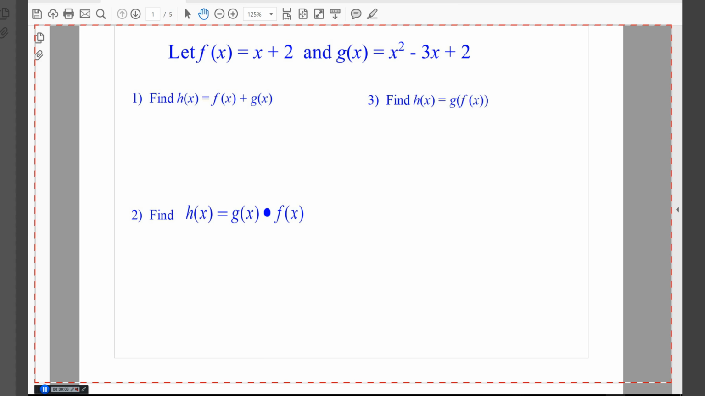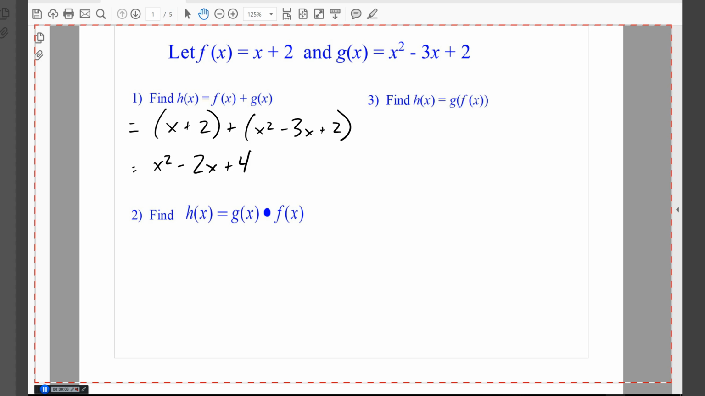Okay, we're going to add two functions here, right? We're going to add f of x and g of x together to make this new one called h of x. So this is a relatively basic one. We're just going to substitute in. This function f of x is the same as x plus 2, so we'll put it in parentheses, x plus 2. And then we're going to add g of x, which is this whole one here. We'll put that in parentheses, x squared minus 3x plus 2. All right, and then we're going to combine these like terms. So we end up with x squared, negative 3x, positive x, so negative 2x, and then plus 4.